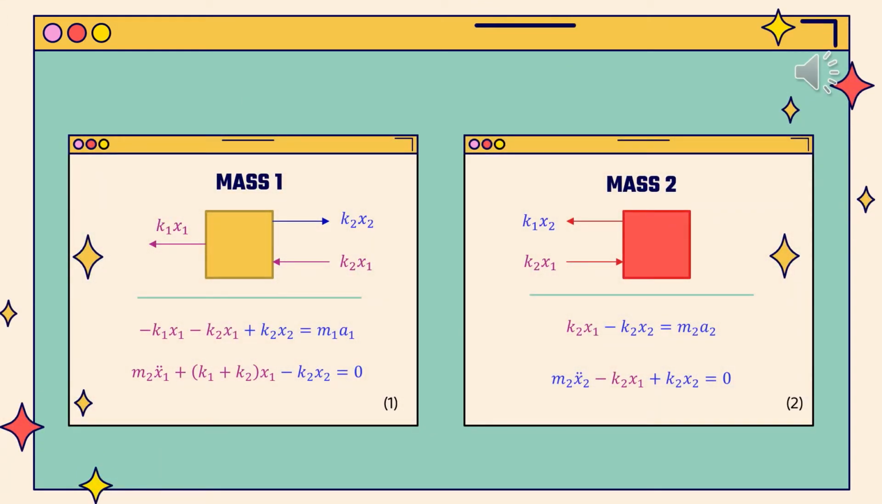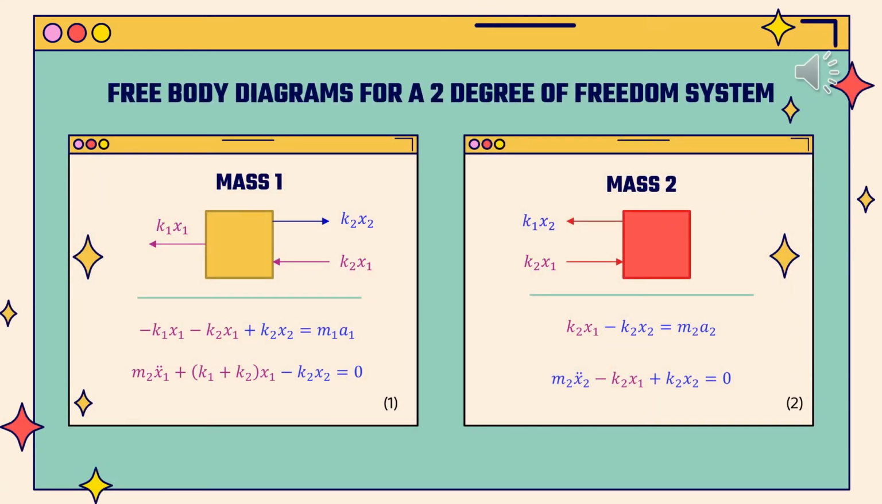To determine the equation of motion of a 2 degree of freedom system, we will apply Newton's second law. From the free body diagram of both masses, we can describe the motion of this system as x1 and x2. The equation can be obtained by applying F equals ma. For mass 1, we have negative k1 x1 minus k2 x1 plus k2 x2 equals m1 a1. For mass 2, we have k2 x1 minus k2 x2 equals m2 a2.